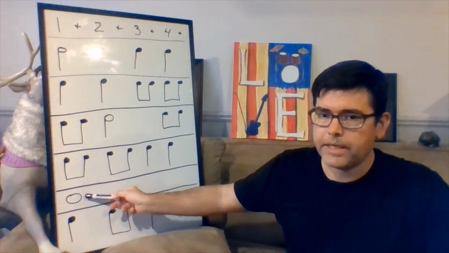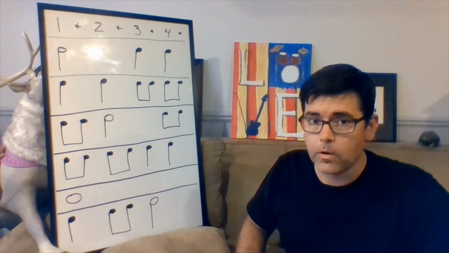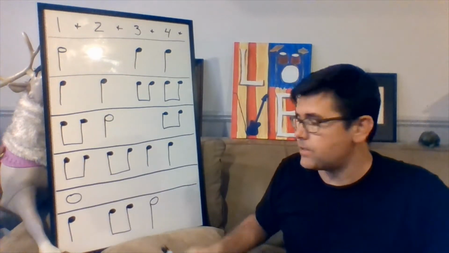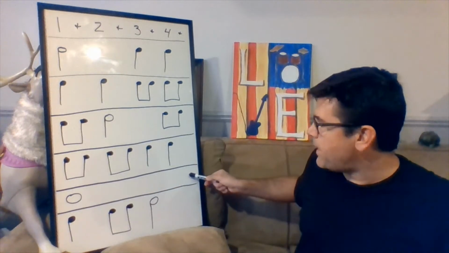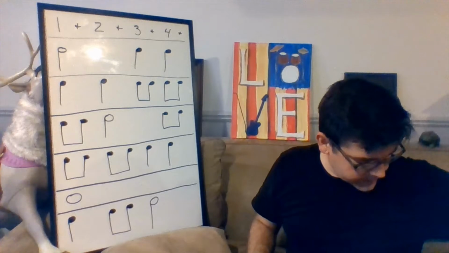We have just a circle or an oval. Hopefully you remember that that is a whole note. A whole note lasts for 4 beats all by itself. So there's nothing else in this measure. That whole note takes up all 4 beats. So our whole note measure will sound like this.